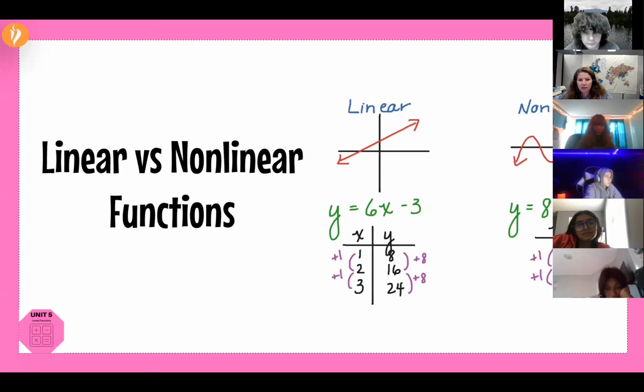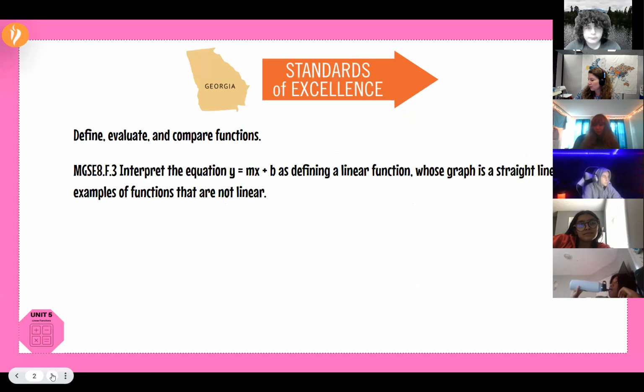All right, so the difference in a linear and nonlinear function: if you have a straight line, do you see the word line, L-I-N-E, in the word linear? If your graph forms a straight line, it's considered a linear equation. If it is not in a straight line, it's nonlinear, okay? And that's what our lesson is about today. So not too bad, not too bad.